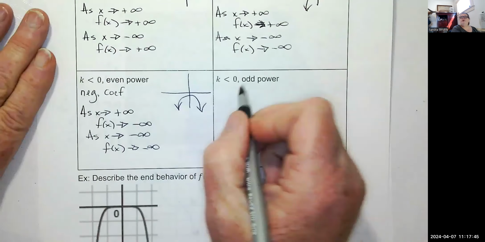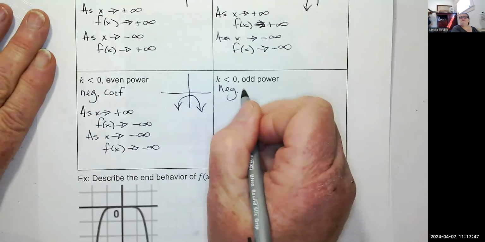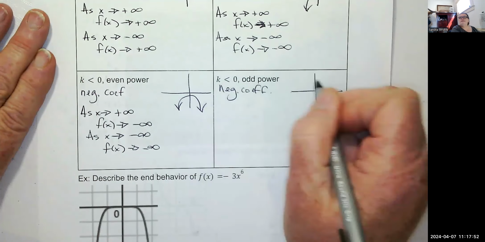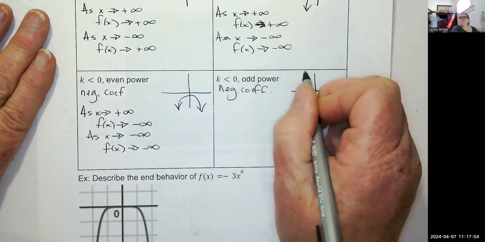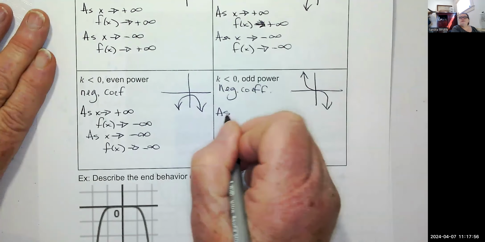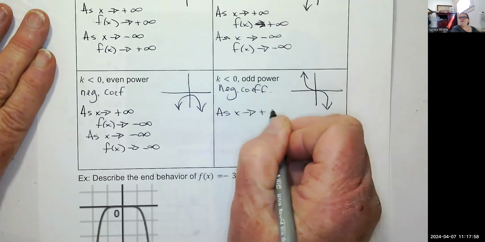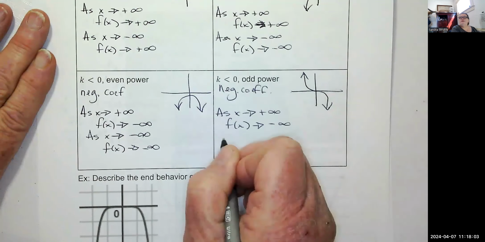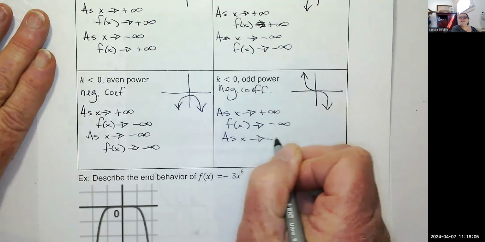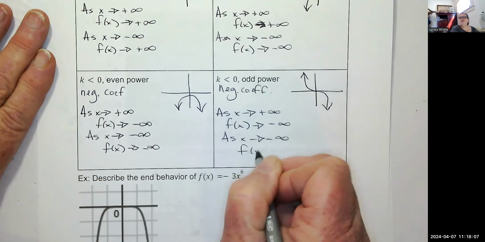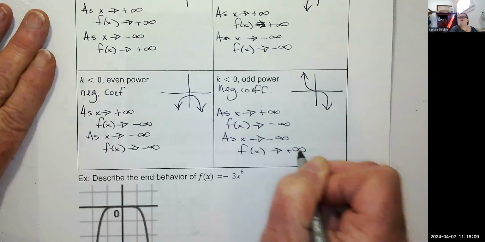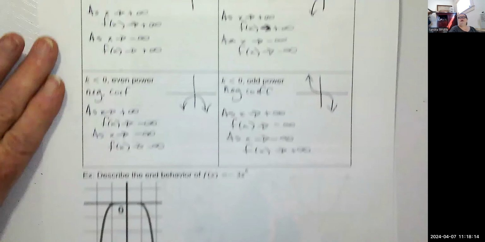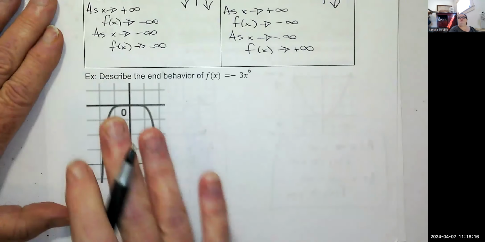What if we have a negative coefficient and an odd power? That's going to look more like this. As x approaches positive infinity, f of x approaches negative infinity. As x approaches negative infinity, f of x approaches positive infinity. Okay, we can use these to help us solve these problems.